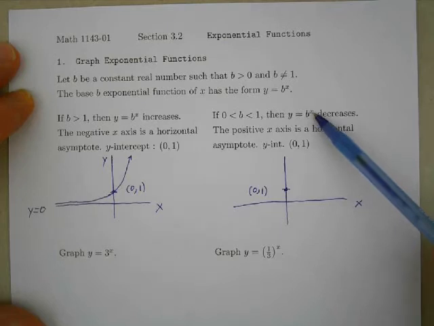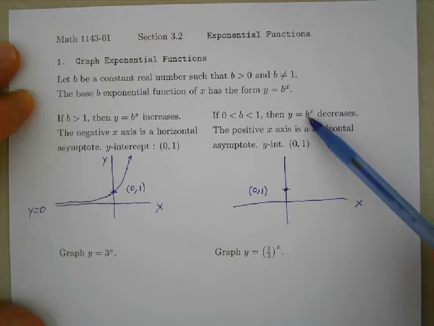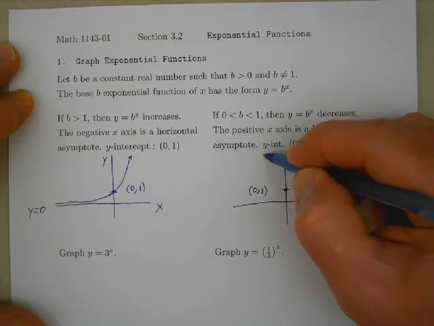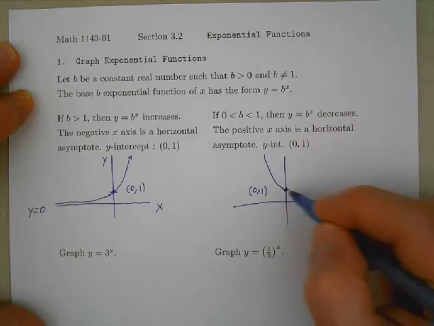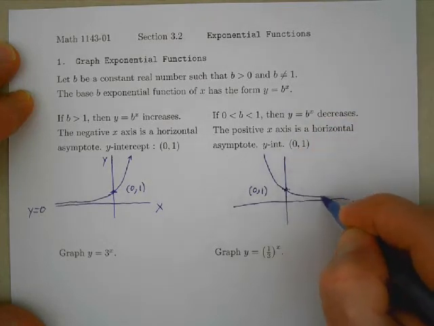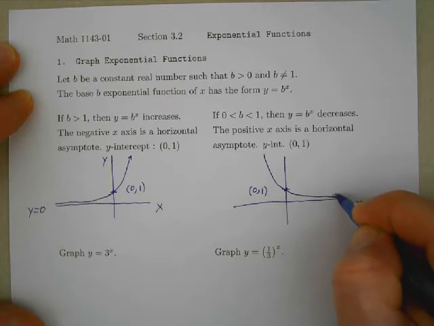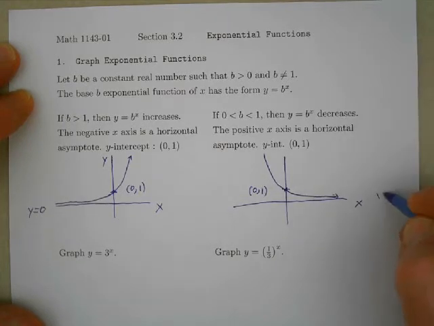You can tell if you replace the exponent x with 0, then b to the 0 equals 1. And it's decreasing, and the positive x-axis is a horizontal asymptote.